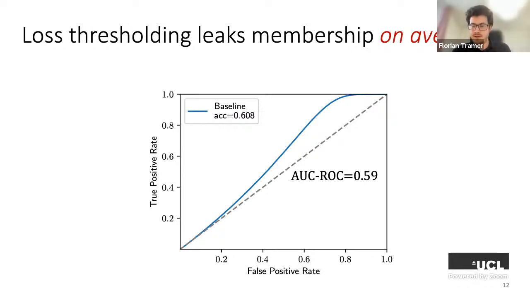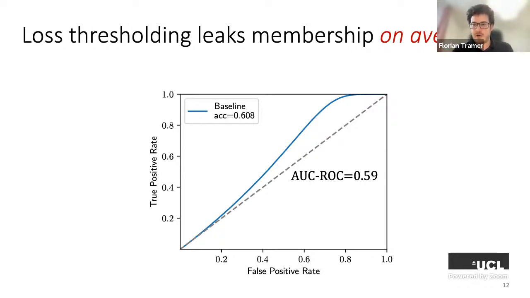The straight line in the middle is the trivial thing you can do. If you just guess randomly, you're going to have a false positive rate and true positive rate that are completely equal. An attack that does better than random guessing should hopefully be above this line somewhat. And it turns out that this very simple loss thresholding attack is above this line. The area under the curve here is about 59%, so it achieves performance that is better than random guessing. Its accuracy is about 61%.